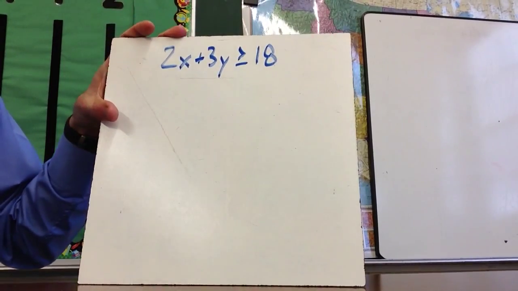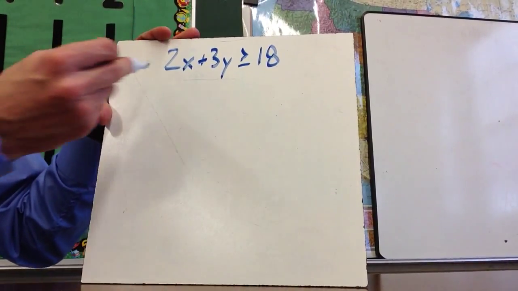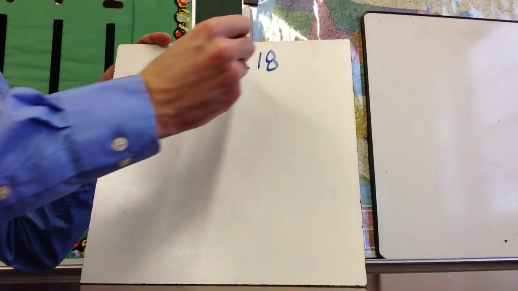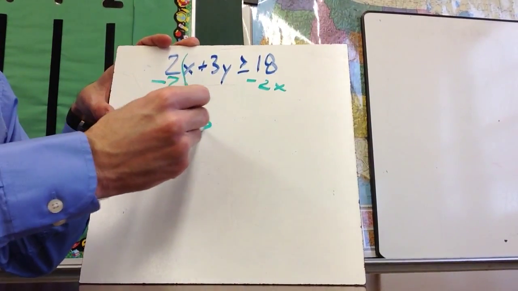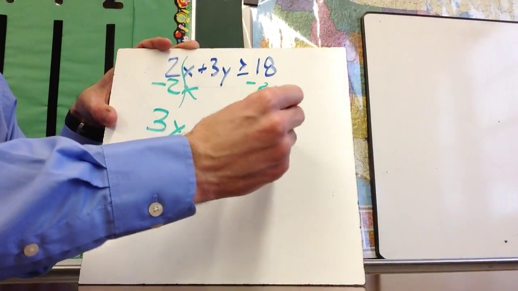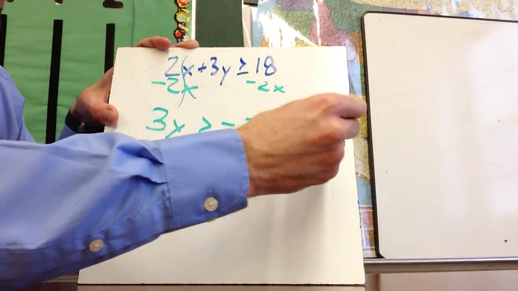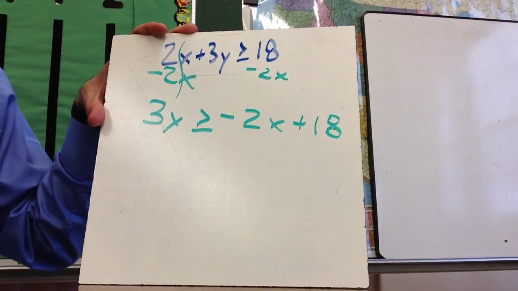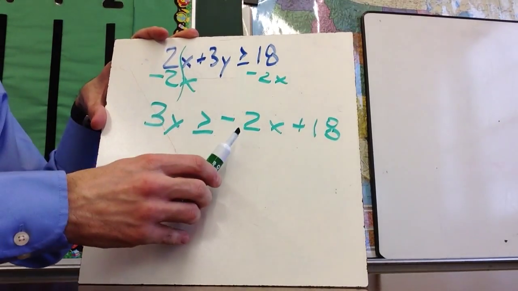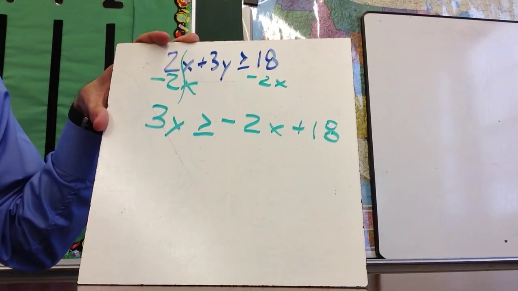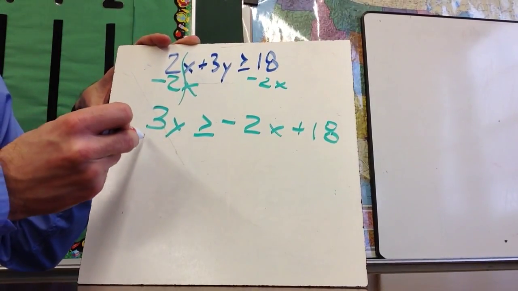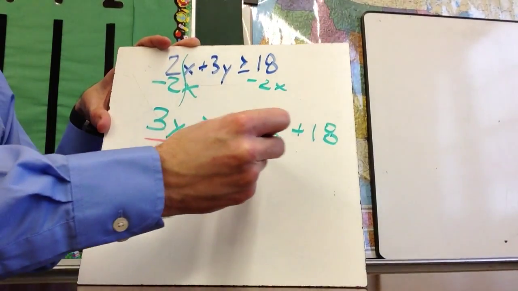Okay, looking at this particular problem. Again, we've got to get to y equals mx plus b, so I need to move the x over to the other side. It's going to cancel out. I got 3y is greater than or equal to -2x plus 18. Remember, I'm intentionally not writing it as 18 minus 2x because I want it to be mx plus b. Okay, then what I'm going to do is divide by 3. Remember, I've got to divide everything by 3.